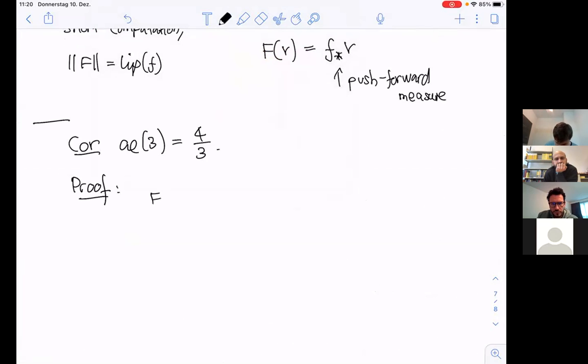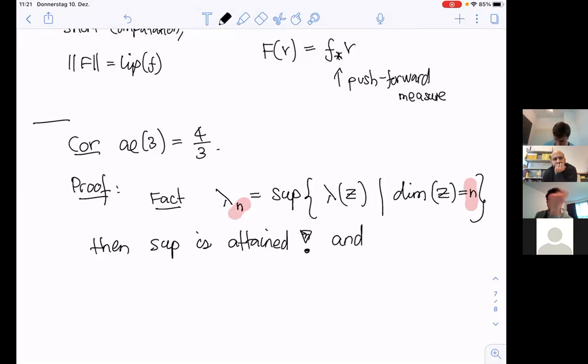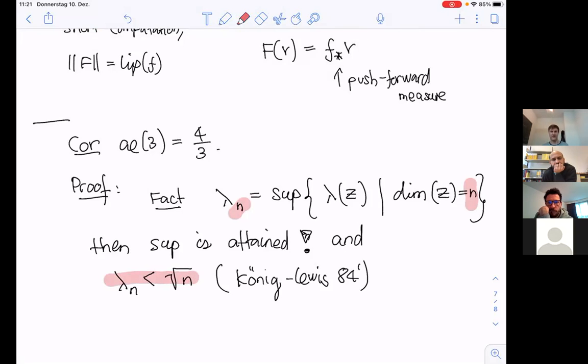Let me start with a fact. We can define lambda n as the supremum over lambda c, where the dimension of c is n. So I fix the dimension and everything else, and the space is arbitrary. Then the sup is attained. And we have an upper bound: lambda n is strictly smaller than the square root of n. This is due to Koenig and Lewis from 1984, and I think that's the best asymptotic estimate there is.